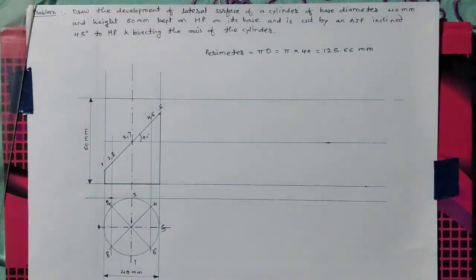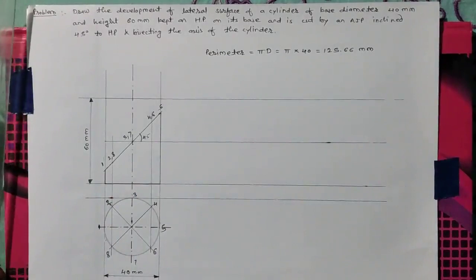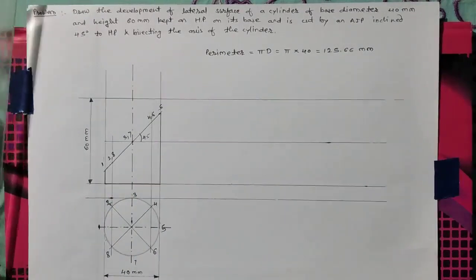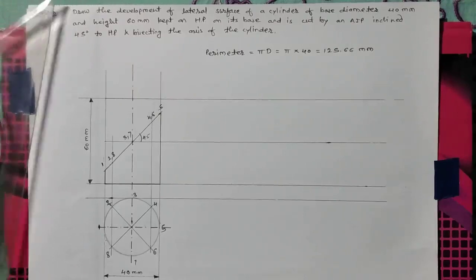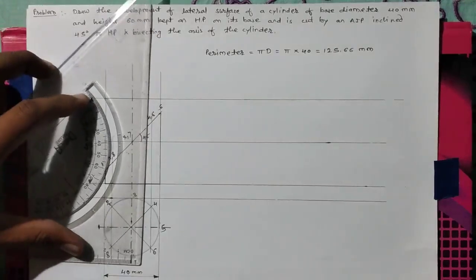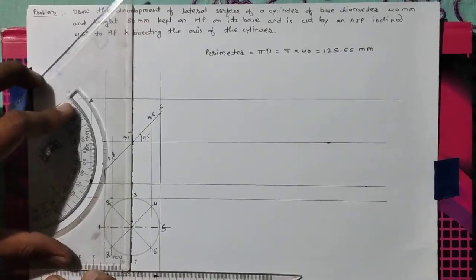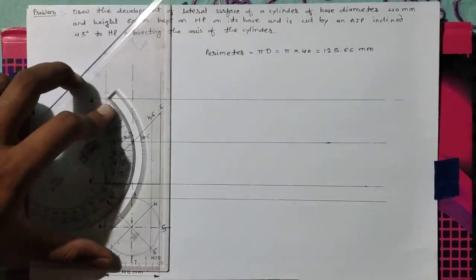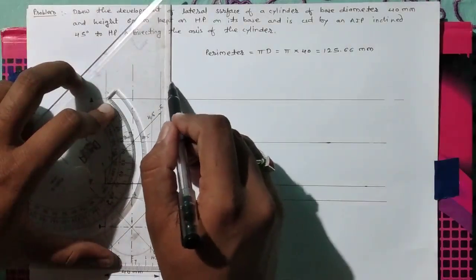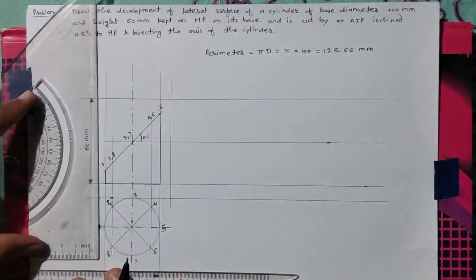This completes the front view and top view of the cylinder, which is cut by an AIP plane at 45 degrees to HP and bisecting the axis of the cylinder. Now we have to go for development of surfaces. While going for development of surfaces, we have to take a line parallel to the axis. This is the line parallel to the axis, and from this line we will start the development.